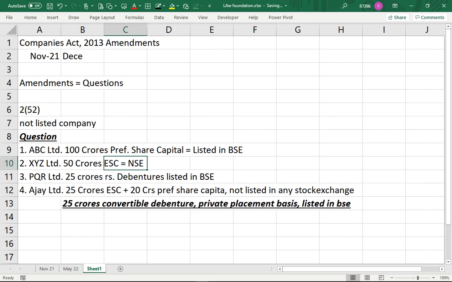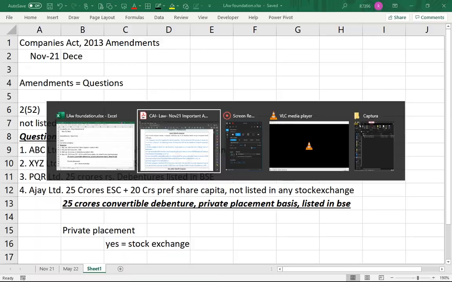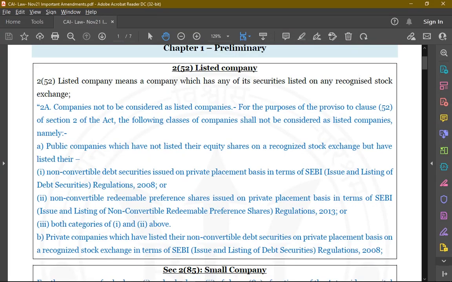Now a very important question comes: if we raise any funds through private placement, can it be registered under a stock exchange or not? The answer is yes. Even though it is private placement, it can be listed on the stock exchange. So here we have to see the section 2 subsection 52 exceptions, that is, which are the different companies whose securities, even though listed in the stock exchange, are still not listed companies. Okay, so let's have a look into this section 2 subsection 52.